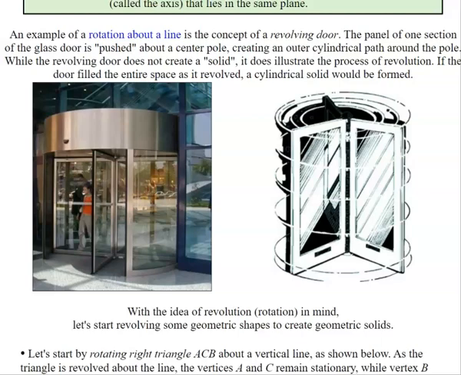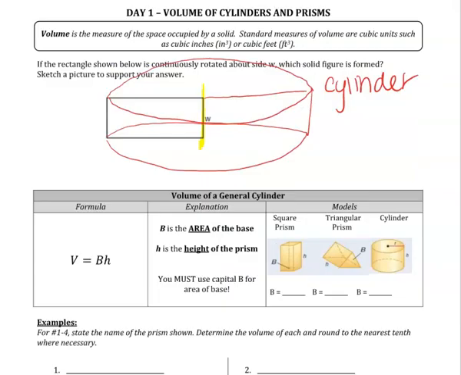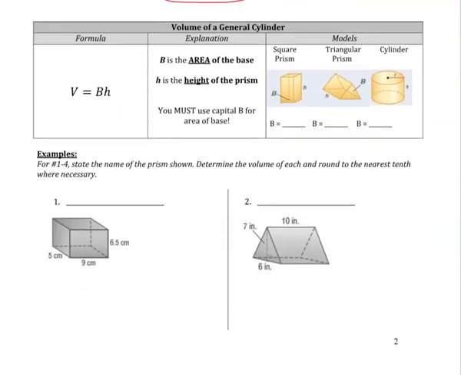So, our three-dimensional figures. As discussed last unit, we know about different shapes of prisms: a square prism, a triangular prism, and a cylinder, and they're all named based on the shape of their base. The volume formula of any prism is capital B times H, where capital B is the area of the base and H is the height of the prism.